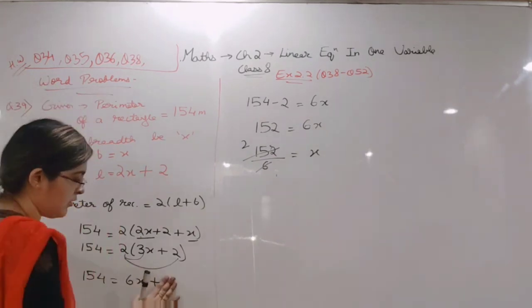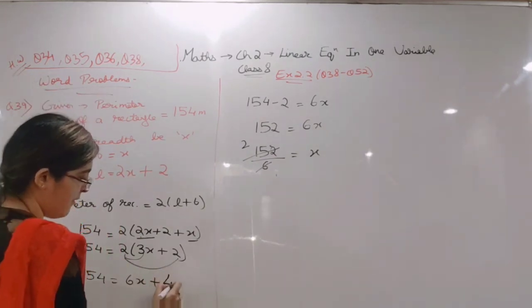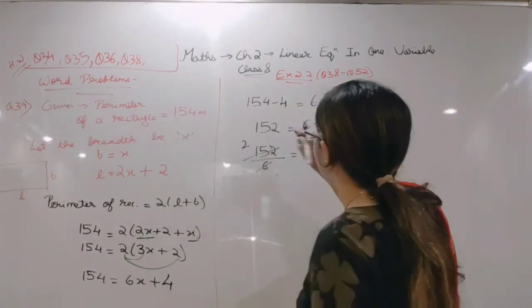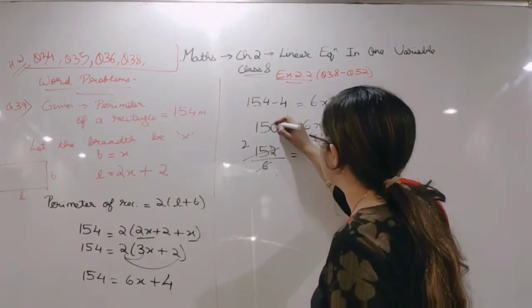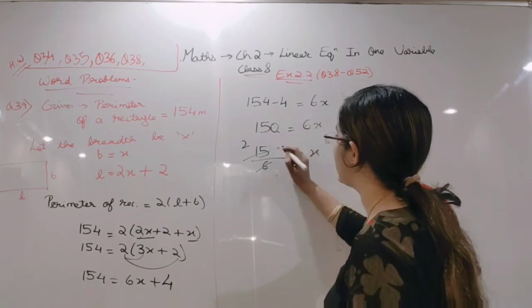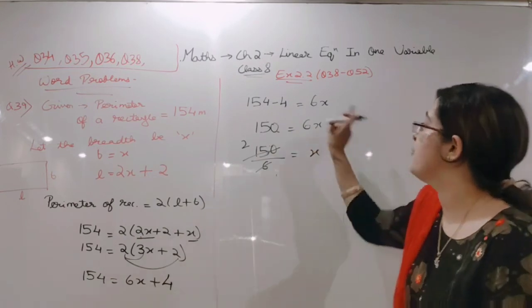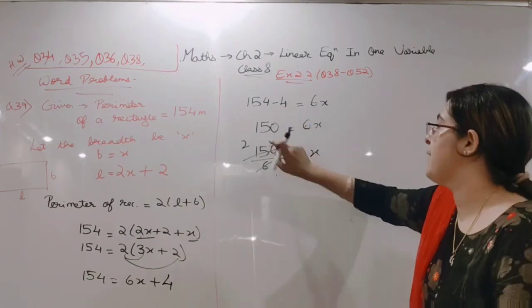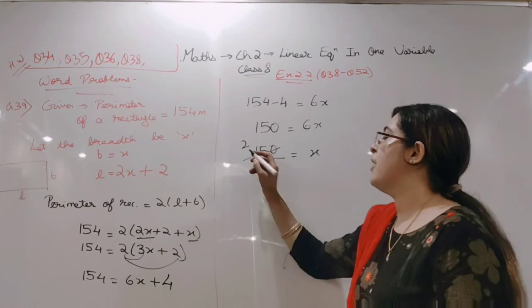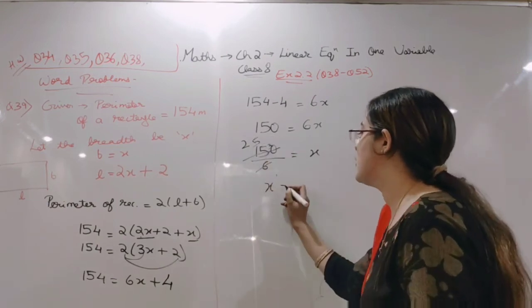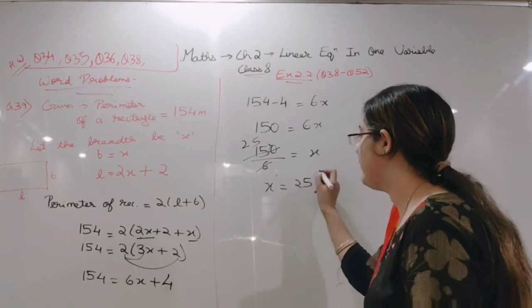Students, here we have done wrong. Here we will do 2 2s are 4. So what will come here? Here we will get 154 minus 4. Here we will get 150. Do the corrections. What we have done here, 2 2s are 4 and this 4 will come here. It will become 150 by 6x. Now 6 2s are 12, 3 here, 6 5s are 30. So your x is 25.